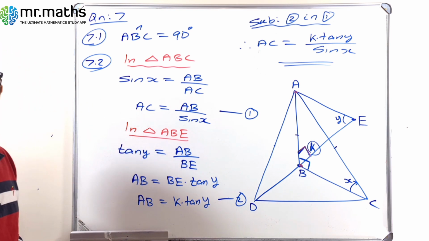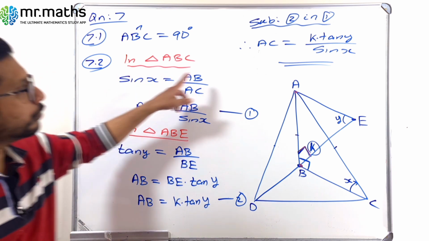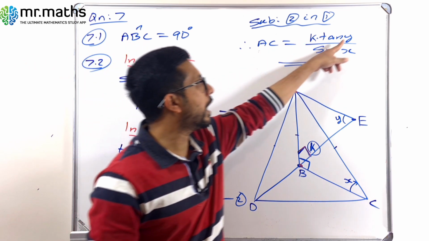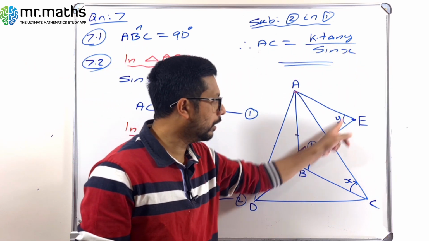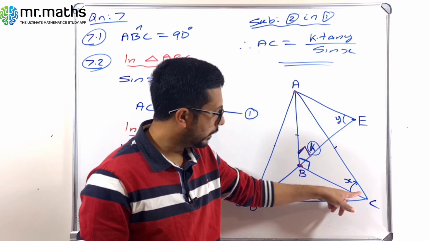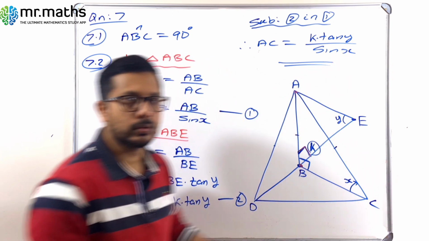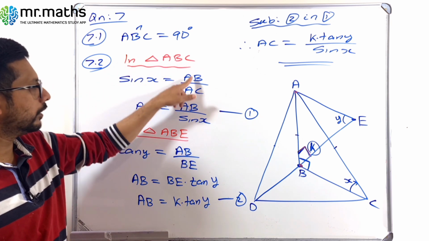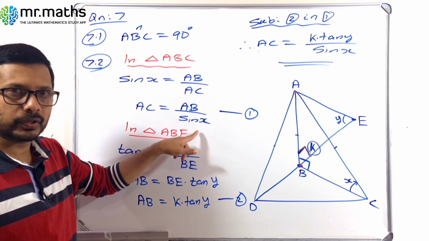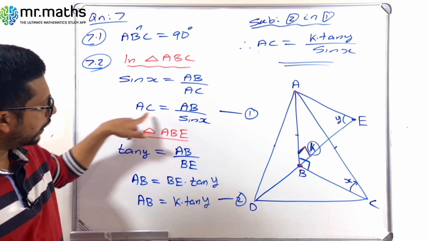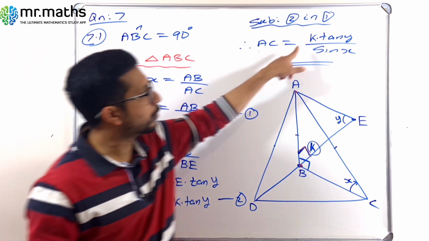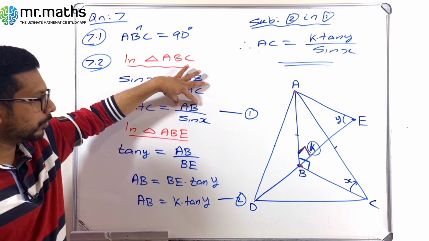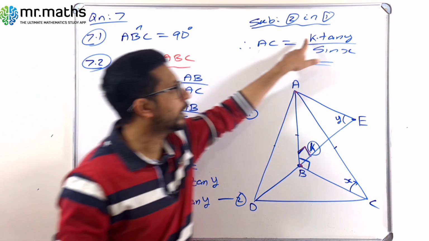So, before that, listen once more. Here we have to prove that AC is equal to K tan y by sin x. So here tan y is this triangle, and x is based on this triangle. Based on that triangle ABC, sin x is equal to AB by AC. From there AC is equal to this one. Then we are supposed to prove something like this. We got sin x, so we have to somehow show that AB is this K tan y.